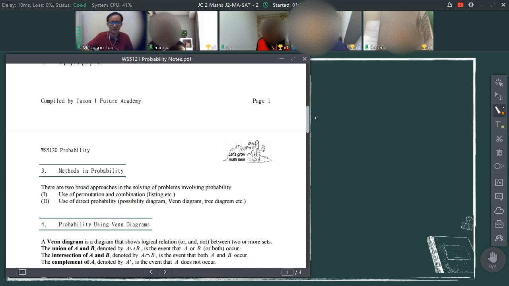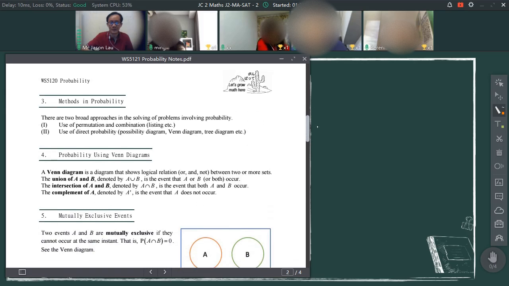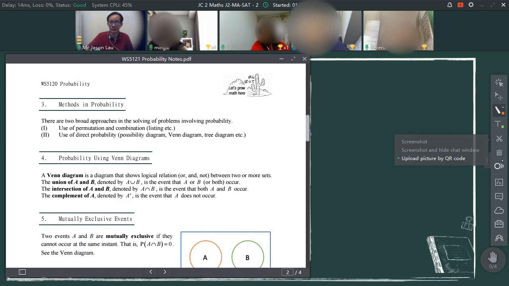So methods in probability. There are two broad methods to do probability: use the P&C method or direct probability, or use a tree diagram, Venn diagram, and so on. So these two are the broad categories. Then using a Venn diagram, we have union, intersection, and so on. Do you remember the formula?